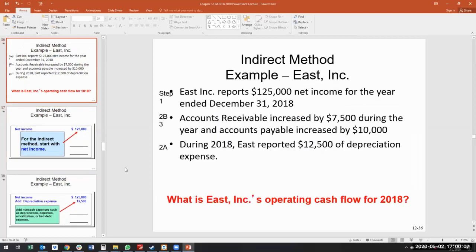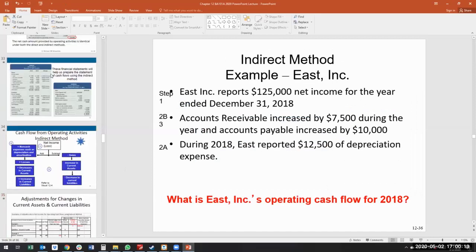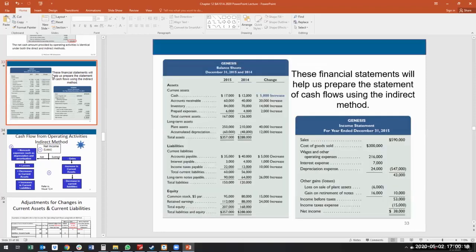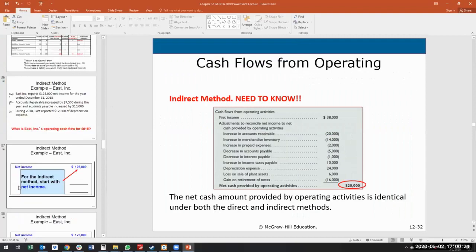We start with our net income, right? Why are we starting with our net income? We're using the indirect method. And we're using the indirect method because it's easy, right? And because that's the information we have available. And so we're always going to start with our net income. And then we're going to reconcile it to get our cash flow from operating activities.